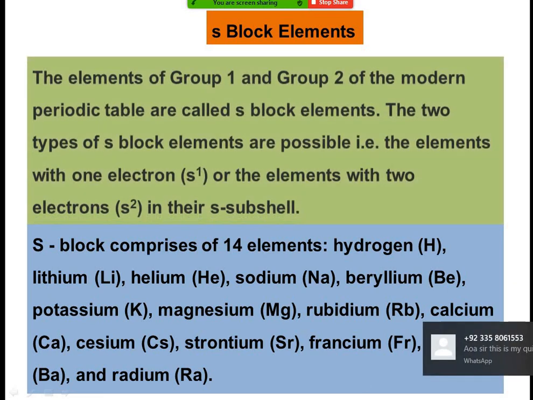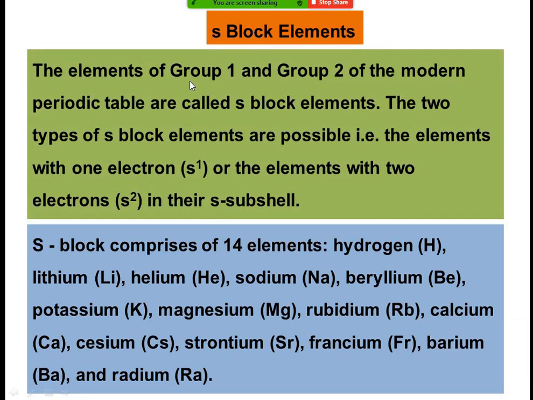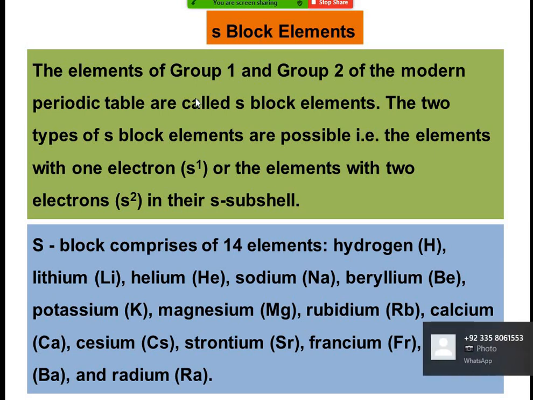Some properties of S block elements. The elements of group 1 and group 2 of the modern periodic table are called S-block elements. Two types of S-block elements are possible: the elements with one electron in the S1 configuration, or the elements with two electrons in the S2 configuration. So the elements of group 1A have the S1 configuration, and the elements of group 2 have the S2 configuration. They are termed the S-block elements.